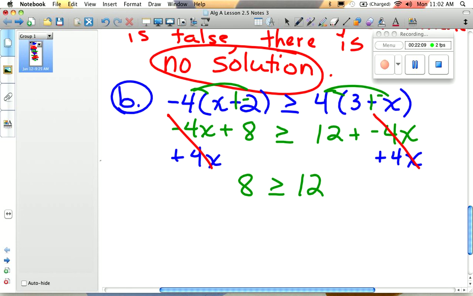So we say, okay, that's a false statement. Are we done? No. What do we have to do? We have to write no solution. All this is doing is telling us one of two things. When the variable eliminates, you have to ask yourself the question, is the statement that's left true, or is it false? If it's true, the answer is all real numbers. If it's false, the answer is no solution. So here's our final answer.